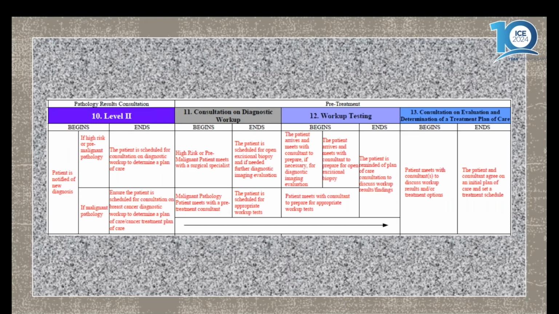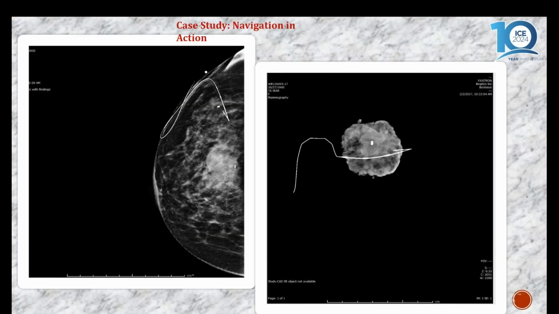Level 2 is where the surgical team often steps in. It's coordinated by the breast navigator. It's our opportunity as navigators to educate patients and ready them for their surgical consultation. And then 11 through 13 is where the surgical team steps in. So this is that same patient, and that is her wire localization and her specimen image.